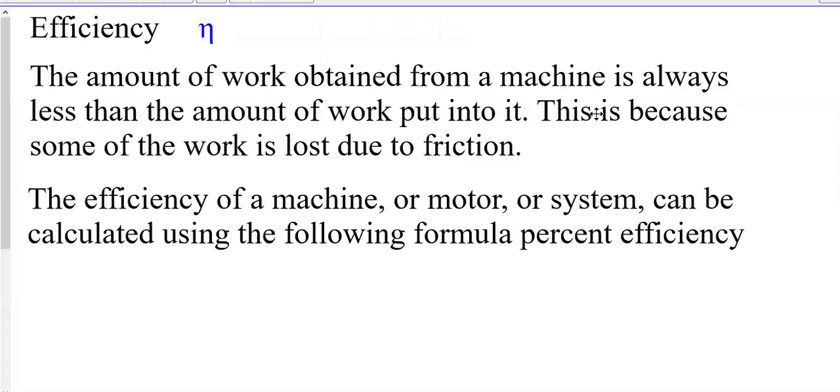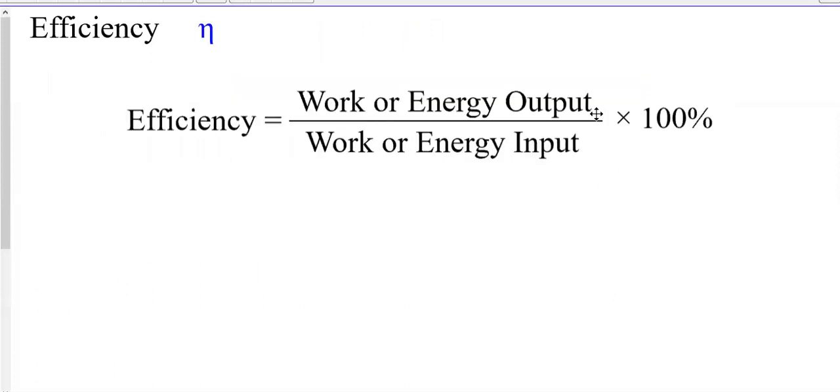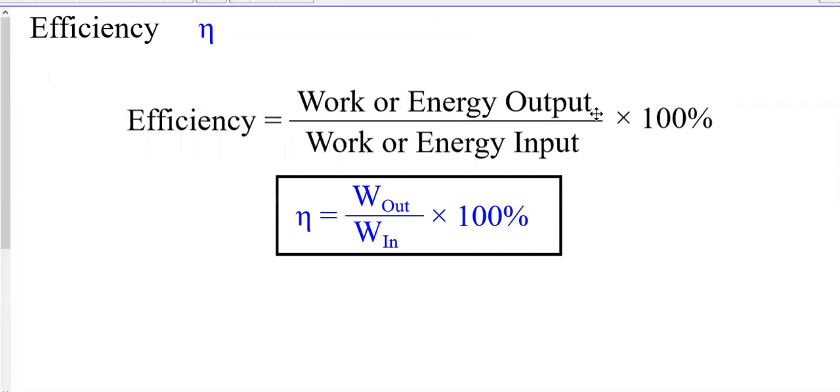So the efficiency of a machine, motor, or system can be calculated using the following formula. We take our efficiency to be the work or energy output divided by the work or energy input multiplied by 100%. So our efficiency is a percentage. When you put it in the form of an equation, it looks like that: your work output divided by your work input multiplied by 100.